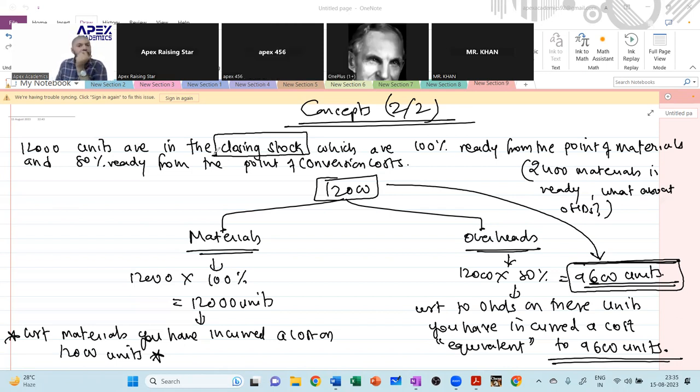Yes, sir. So if I say that the cost of materials is 12 lakhs, what is my cost per unit with respect to materials? The answer will be 100. How?